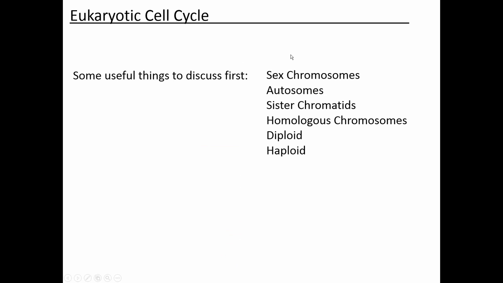Okay, so some of the things that we have to discuss first before discussing different types of cell divisions that take place in the eukaryotic organism.